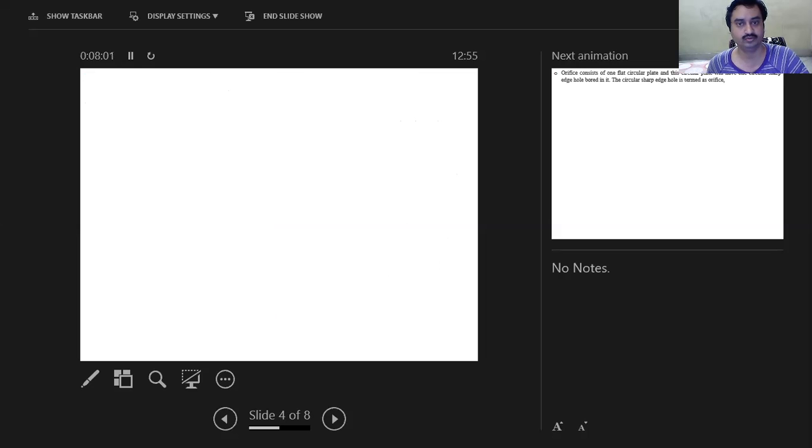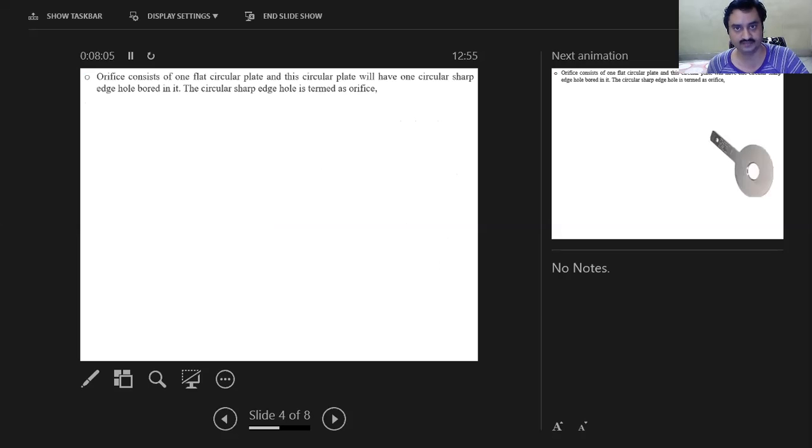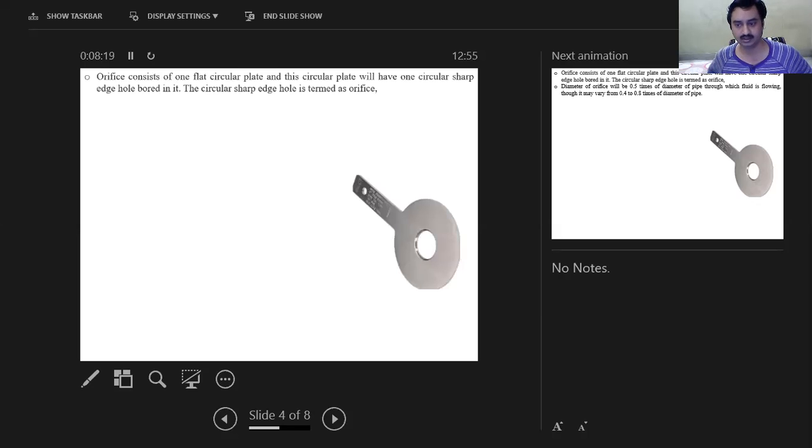Coming to the next slide, here we will try to know the constructional features of an orifice. It's very simple in construction. An orifice consists of one flat circular plate, and this circular plate will have one circular sharp-edged hole bored in it. The circular sharp-edged hole is basically called the orifice. Somewhat looks like this.